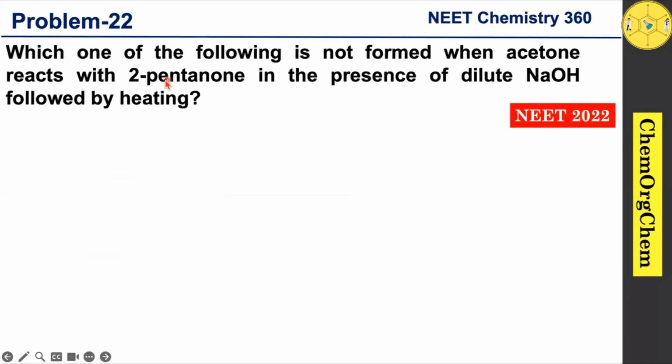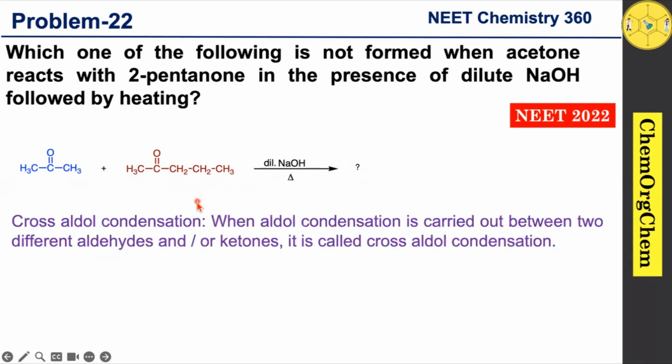Here, acetone reacts with 2-pentanone. This is the structure of acetone and this is the structure of 2-pentanone, which react with dilute sodium hydroxide followed by heating. Once you see this reaction condition, most of you get a sense about this reaction. This reaction is a cross-aldol reaction.